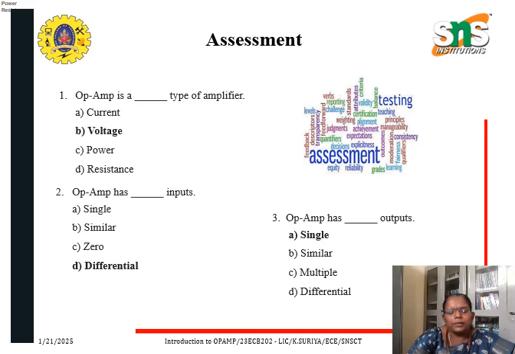Next one is, op-amp has dash outputs. The options are single, similar, multiple, and differential. You know that the op-amp has a single output. So the answer here is single output.